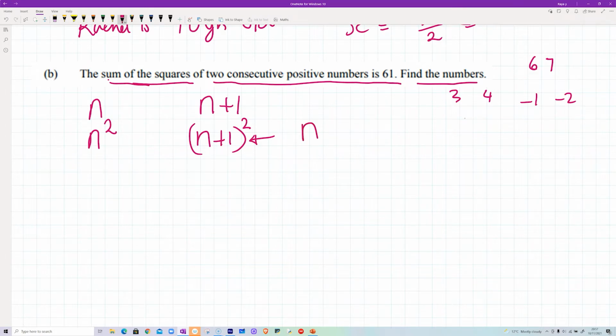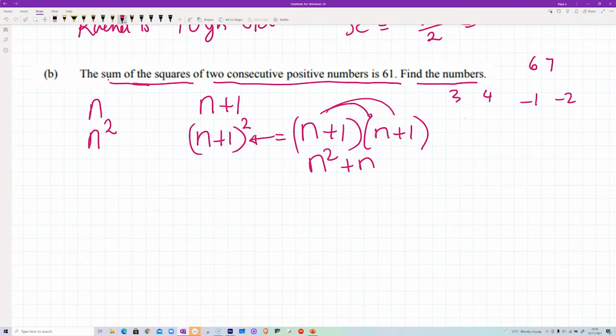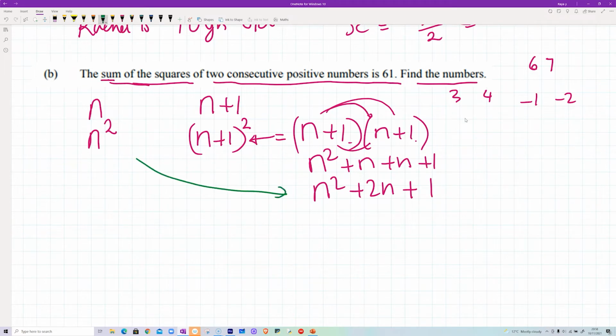No, you need to expand double brackets, that's the same as n plus 1 times n plus 1. If you expand this, you're going to get n squared, n times 1, so plus 1n, so plus n, and 1 times n, plus n, 1 times 1, plus 1. This will give you n squared plus 2n plus 1. Now we are told the sum. So if we add these two, what do we get? We get 61.